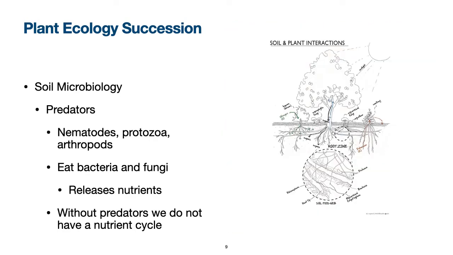And then above those, the bacteria and the fungi, we have our predators. So our nematodes, our protozoa, our arthropods, things like that, they're going to eat the bacteria and the fungi. And because of the carbon nitrogen ratio in the way this food web is set up, this is how our nutrient cycles actually come to be. So we need those bacteria and fungi to be consumed in order to release those nutrients. Without those predators, we do not have a nutrient cycle.